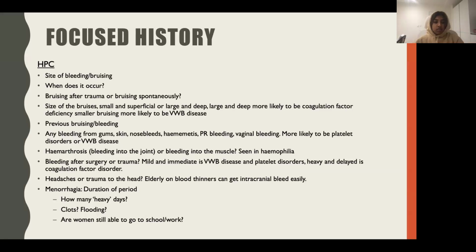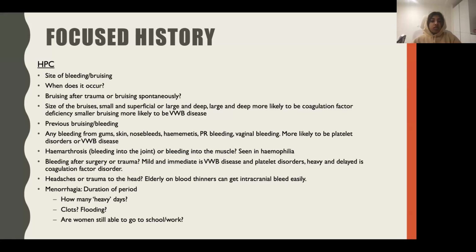Or von Willebrand disease. Then we've got hemarthrosis, which is bleeding into the joint or bleeding into the muscle, and that's more seen in hemophilia. Any bleeding after surgery or trauma, is it mild and immediate? That's more likely to be von Willebrand disease and platelet disorders, and heavy and delayed bleeding is more likely to be clotting factor disorder.